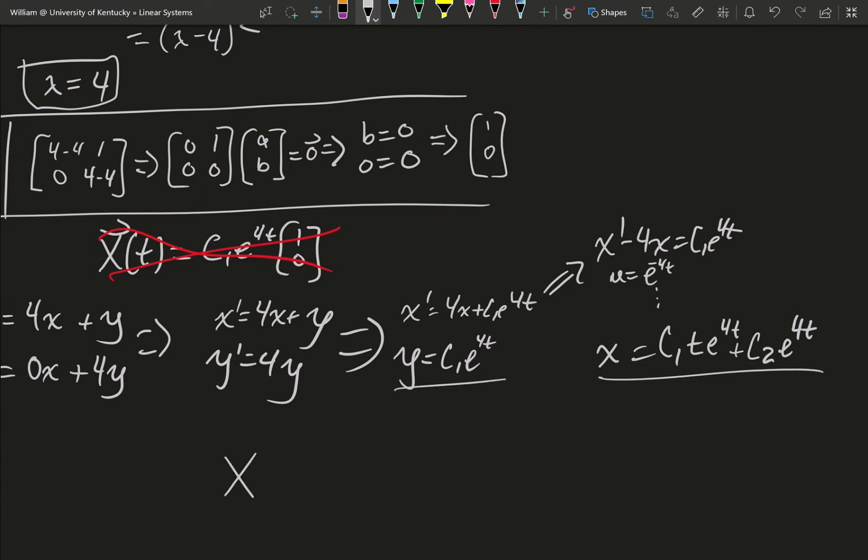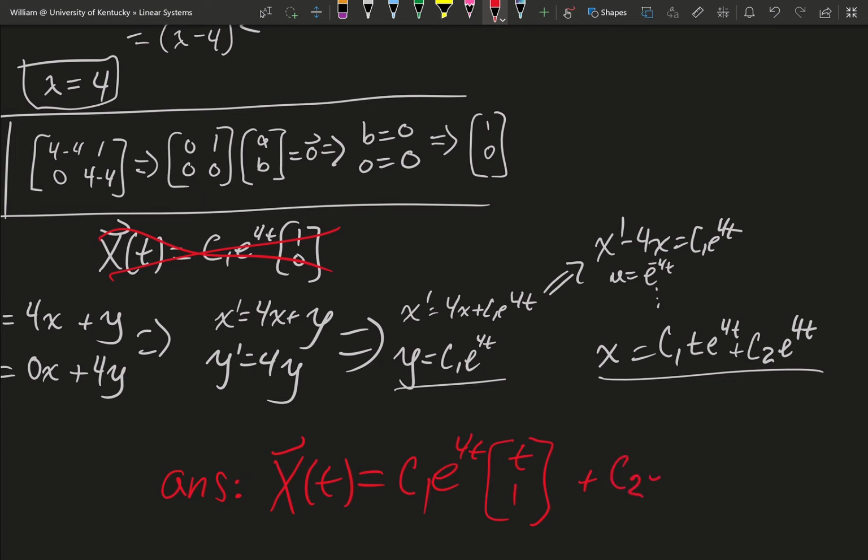Let's try to write it back in vector form. So I'll do c1 first. For my x coefficient, I'm going to have t e to the 4t there, and then just a 1 for the second component. For my second term with a c2, it's just going to be c2 e to the 4t times (0, 1).